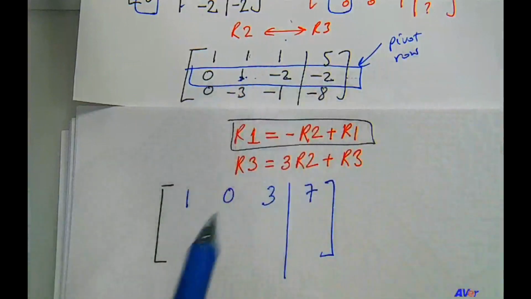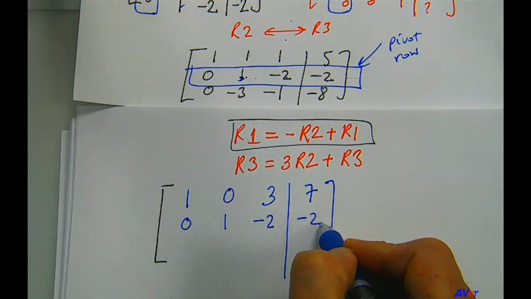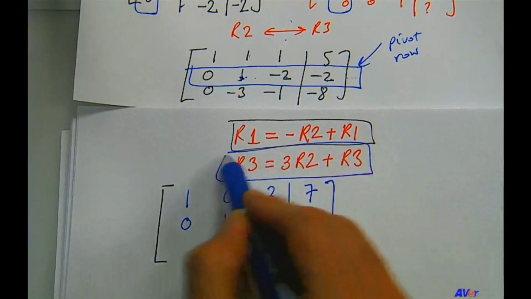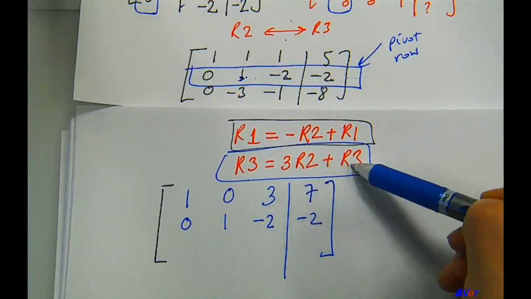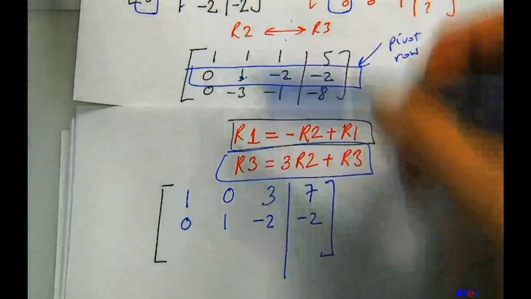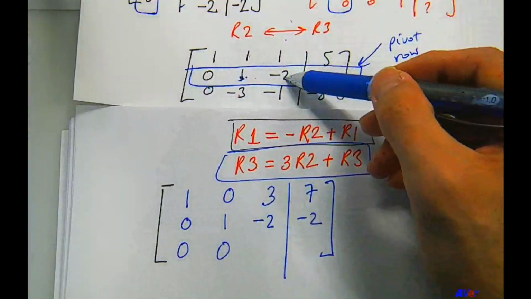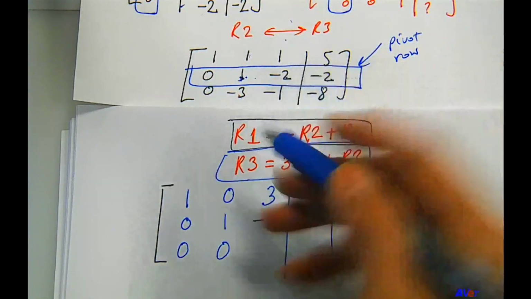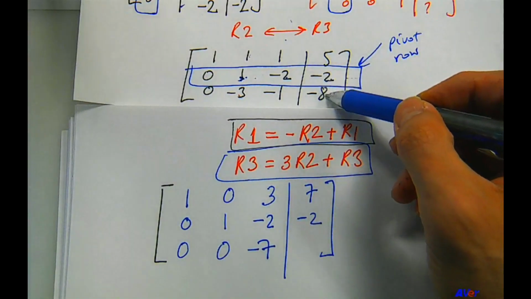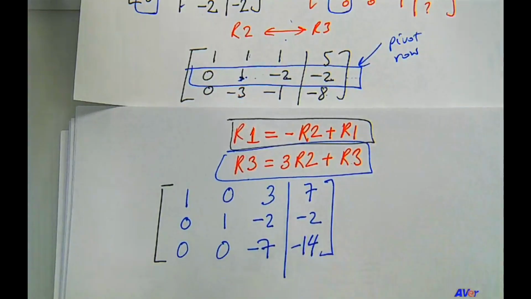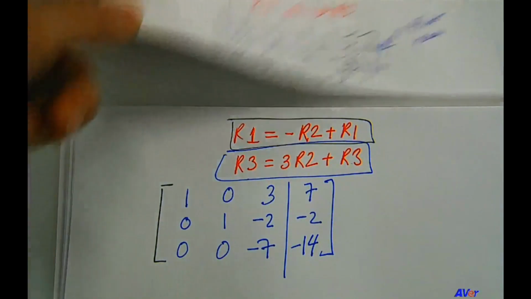The second row is our pivot row, so it does not change. So 0, 1, -2, and -2. Now the second row operation is going to change row 3. How? This way. 3 times row 2 plus row 3. So 3 times 0 is 0 plus 0, 0. 3 times 1 is 3 plus -3, 0. 3 times -2, that's -6, plus -1, -7. 3 times -2, that's -6, plus -8, -14. Okay, I hope that makes sense. All right.